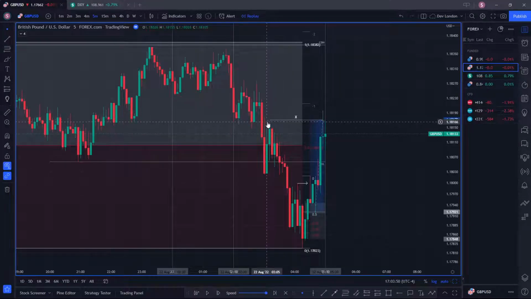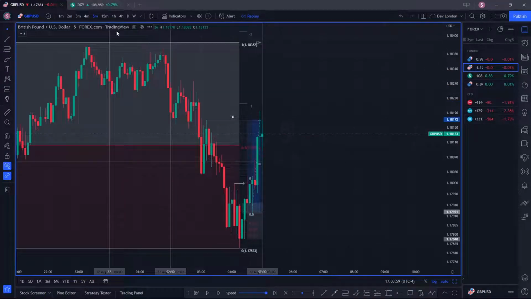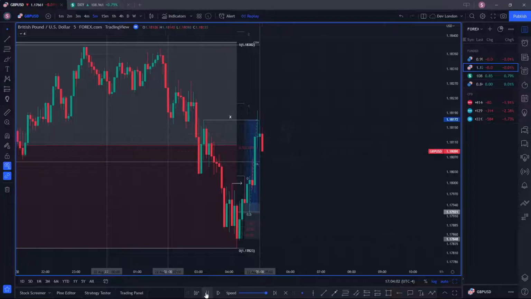So on the 5 minute, I was looking at this high here to get taken, and you can see that we did come into this fair value gap as well, about 50% of that, the maximum threshold, and then we actually dropped lower.